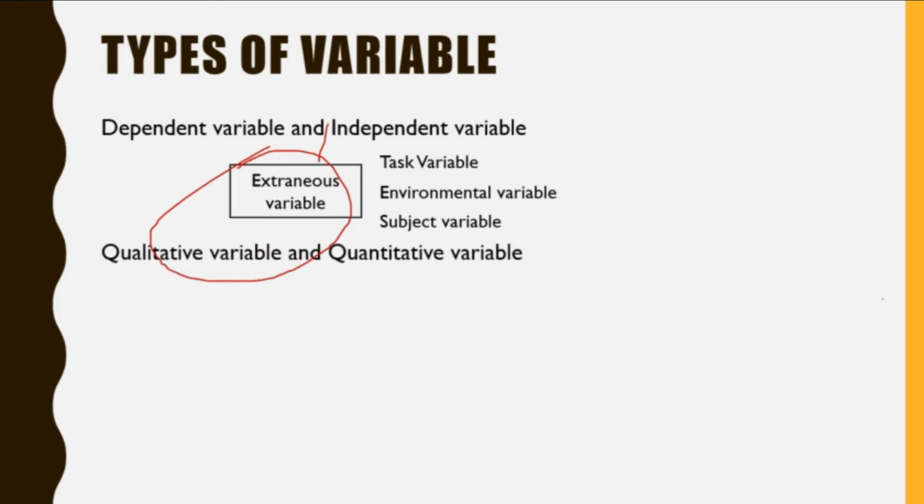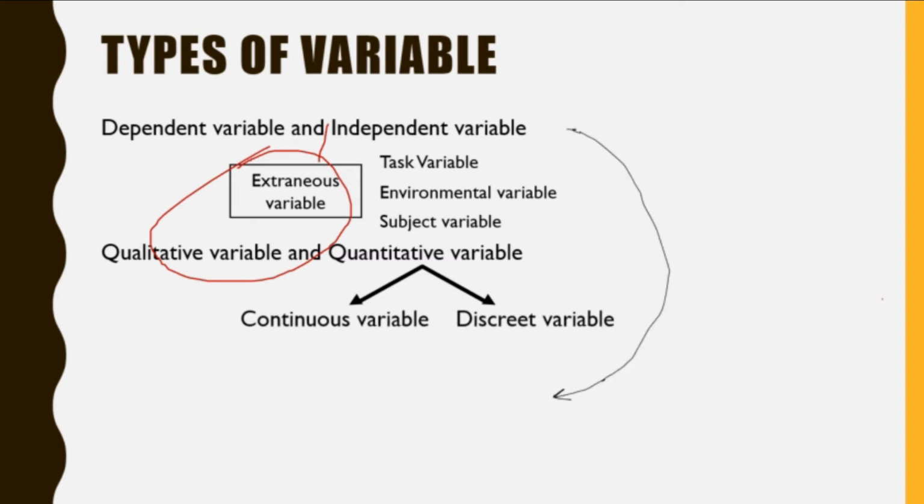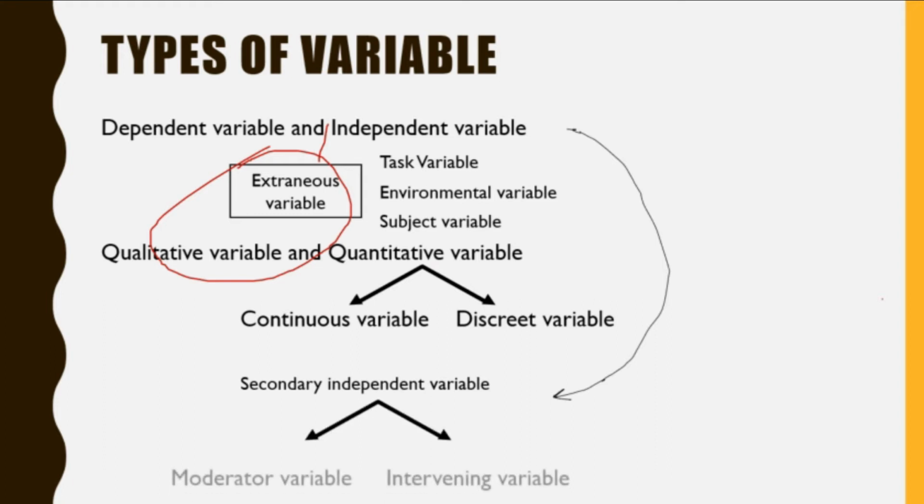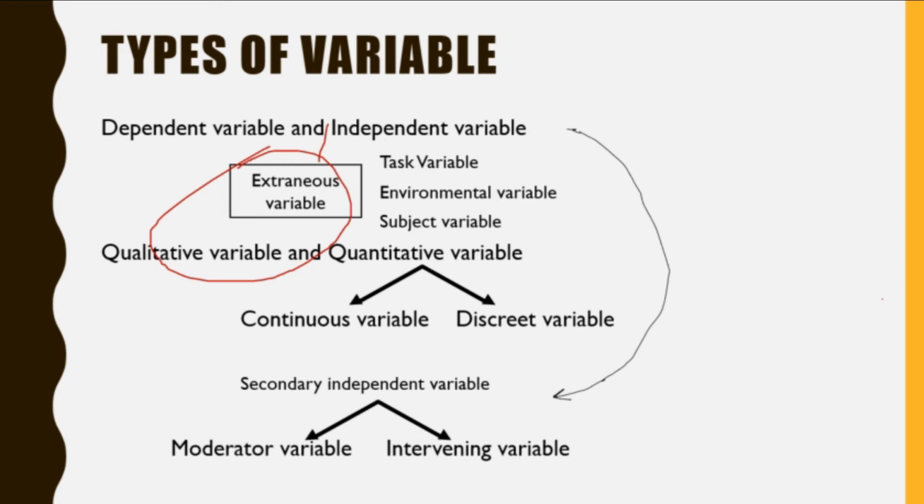And next are qualitative variable and quantitative variable. It's a very simple classification of variables which we'll be using in research. Quantitative variable is further divided into continuous and discrete variable. Then we have another form, also called secondary independent variable, a type of independent variable, which are moderator variable and intervening variable. These are again two types of variable. There is one more type mentioned in A.K. Singh, which is active variable and attribute variable.